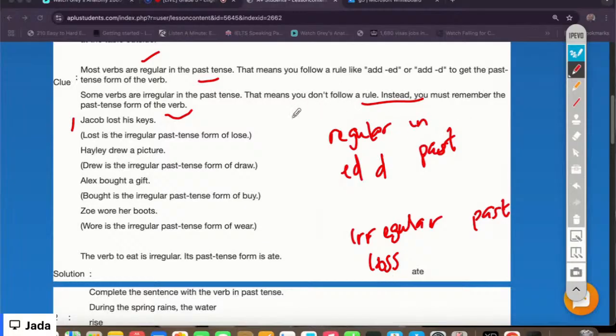Then for the regular, we could have jumped, maybe danced. That's for the regular past, okay? We can have cooked. All these are regular past because they end with ed or d.